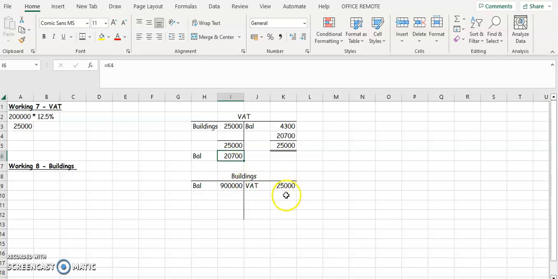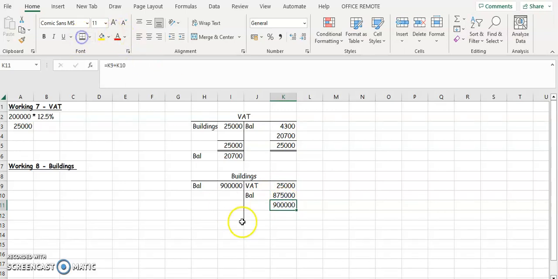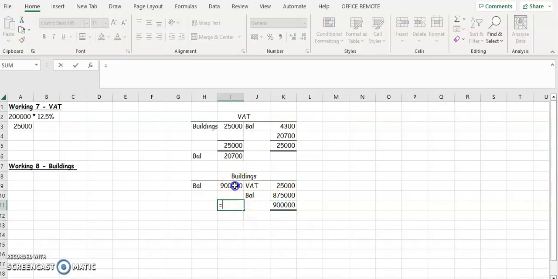Our buildings then. So our new figure for our buildings, the balance figure, is going to be 875,000. That's the new figure that we're going to use from now on for our buildings.